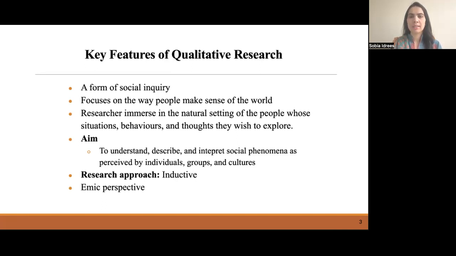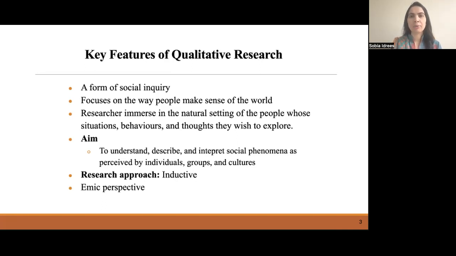So all these diverse types of qualitative research are a form of social inquiry. To make it simpler, I would say the main focus of qualitative research is to understand the way people make sense of their world. The aim of qualitative research is also to understand, describe, and interpret social phenomena as perceived by individuals, groups, and cultures.